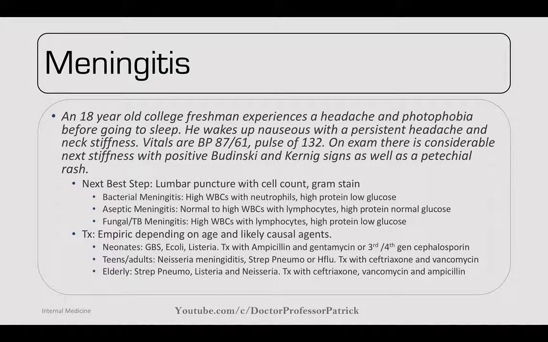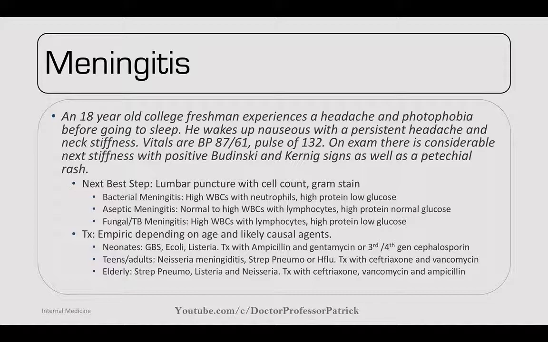Next step would be a lumbar puncture with cell counts and gram stain. For bacterial meningitis, you're looking for high WBCs with neutrophils, high protein and low glucose. For aseptic or viral meningitis, look for normal to high WBCs with lymphocytes and high protein with normal glucose. And any fungal or TB meningitis, you want to look at high WBCs with lymphocytes, high protein count, and low glucose. The treatment depends on age and the likely causal agent.